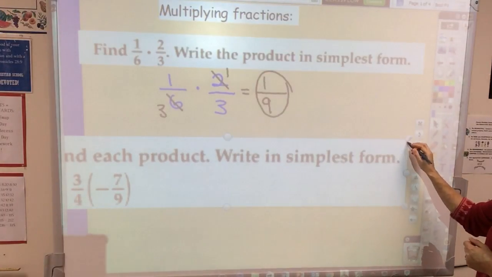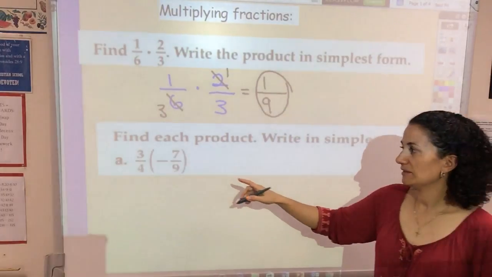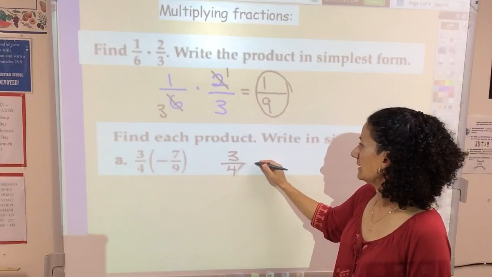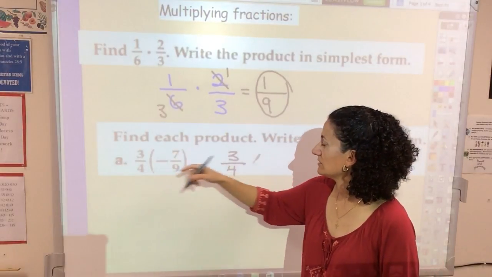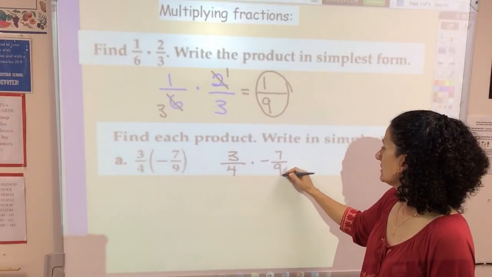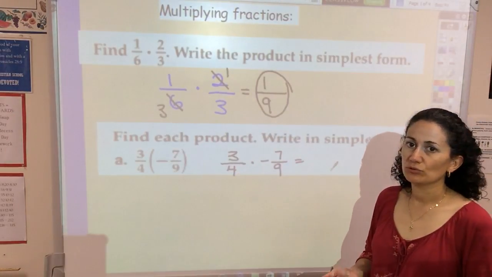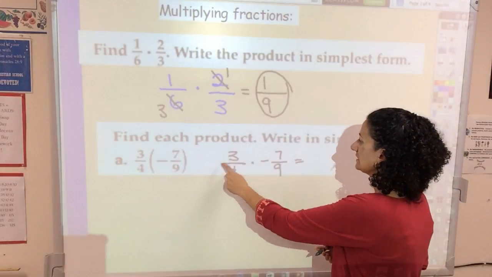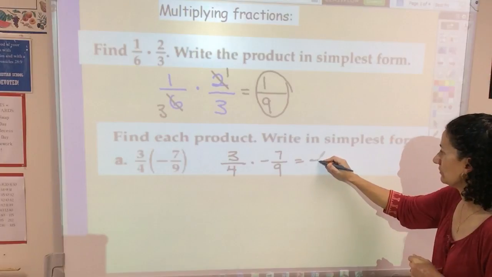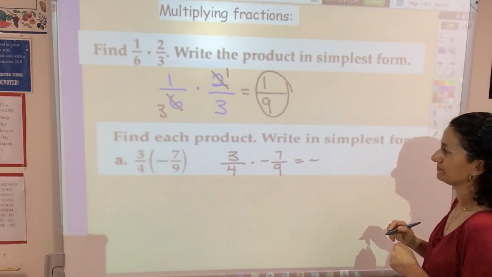As we know, fractions can be negative. So in this example, we see 3/4 times, and they're using parentheses to show the times, -7/9. Negatives don't change anything. We just simply are going to remember the rules at the end. A positive multiplied by a negative will give us a negative product. So I'll put that negative sign. And now let's do the multiplication.